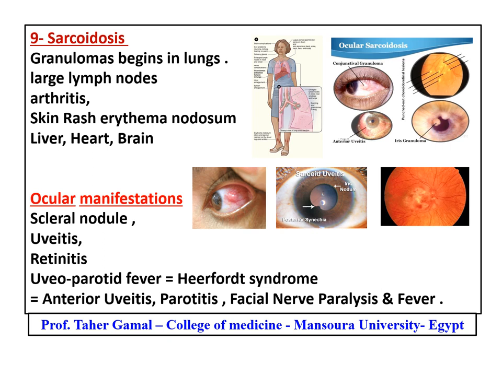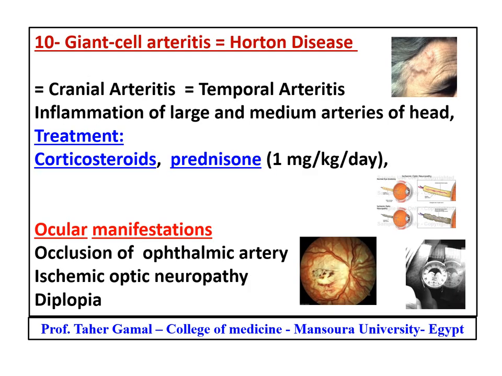Sarcoidosis is a granuloma that begins in the lungs, large lymph nodes, arthritis, skin rash, erythema nodosum, liver, heart, and brain. Its ocular manifestation of sarcoidosis is scleral nodule, uveitis, retinitis, uveoparotid fever, it's called Heerfordt syndrome: anterior uveitis, parotitis, facial nerve paralysis, and fever.